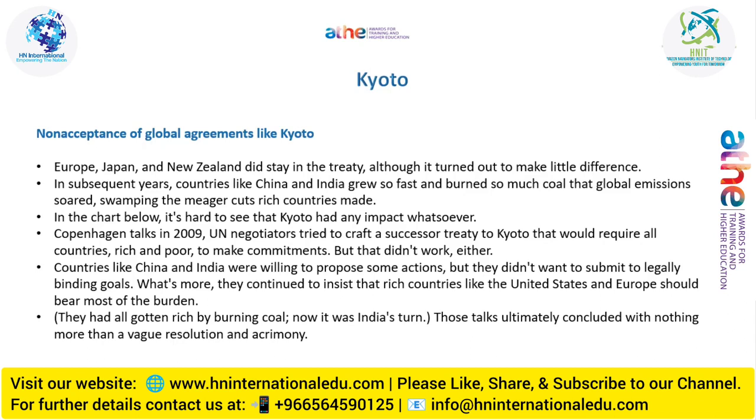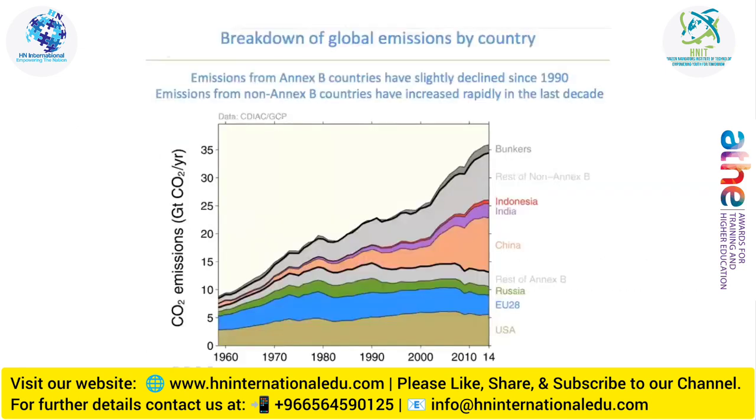So over here it says in the chart below, it's hard to see that Kyoto had any impact whatsoever. So over here we can see what the effects were. Emissions from NXB countries have slightly declined since 1990, and emissions from non-NXB countries have increased rapidly in the last years. You can see this is for the USA. Their emissions were around 3 CO2 per year, and it has increased to maybe 6 over the years.